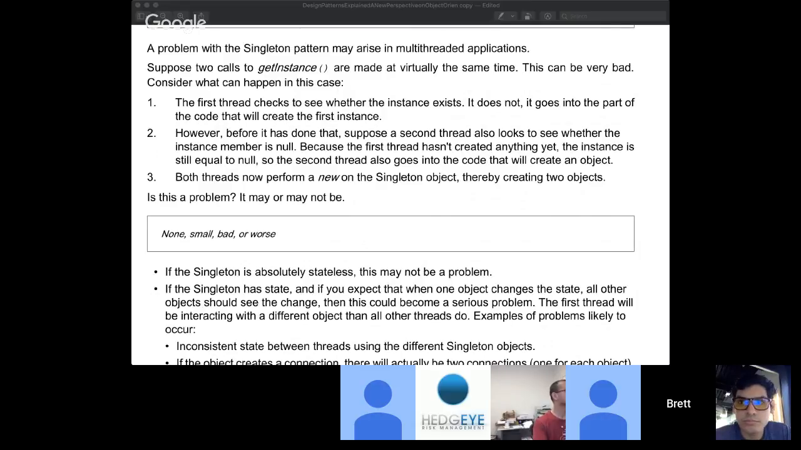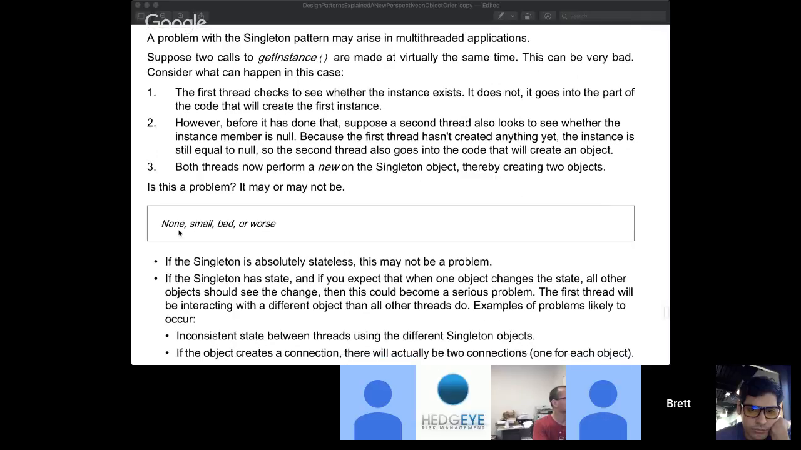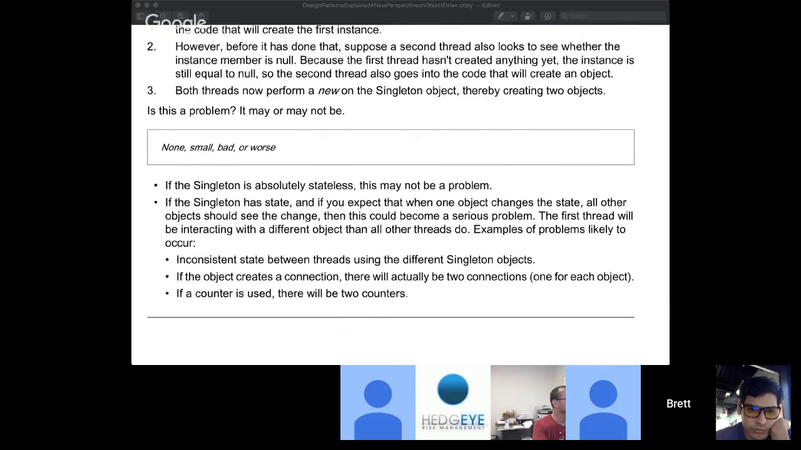For example, the first thread checks to see if the instance exists. It does not. It goes into the part of the code that will create the first instance. However, before it has done that, the second thread has also looked to see whether it exists, and it's null. So it goes and creates it. Just the way that, what Jeff would call a race condition, can happen. And now, of course, that's a bad thing.